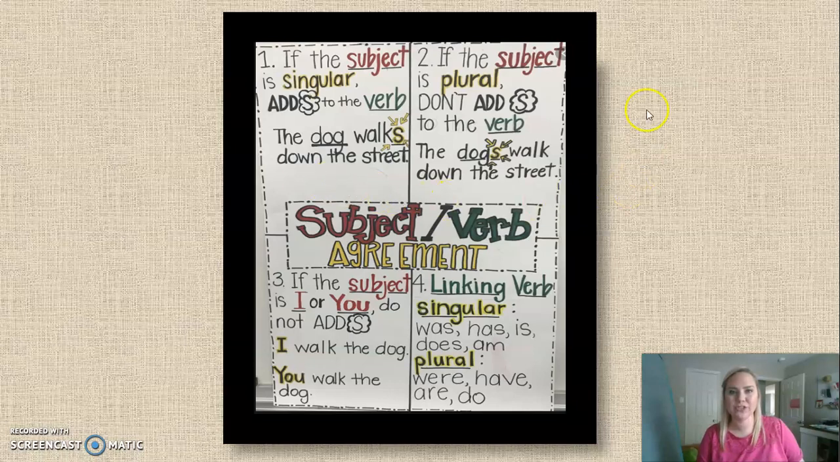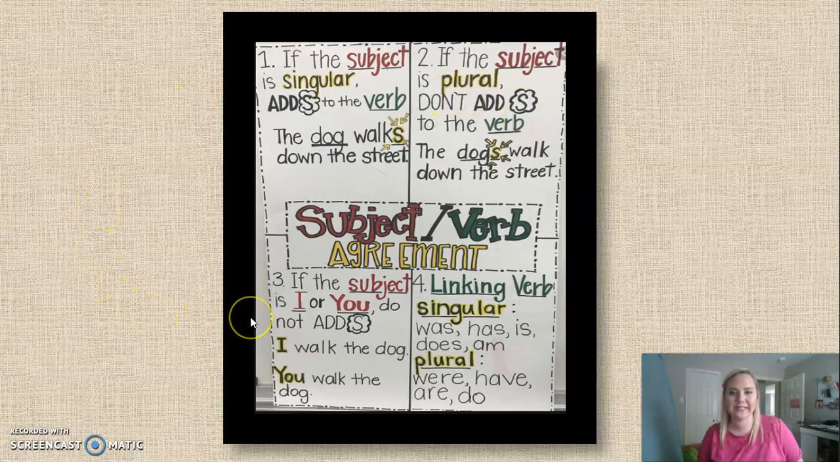So let's look at number 2. The subject, remember that's my noun, who or what, is plural. Do not add an S to the verb. The dogs walk down the street. So my subject, I'm talking about more than one dog, two or more. The dogs walk down the street. I did not add an S right here. If I added an S, it would sound weird. The dogs walks down the street. That does not make sense, so we do not need an S.